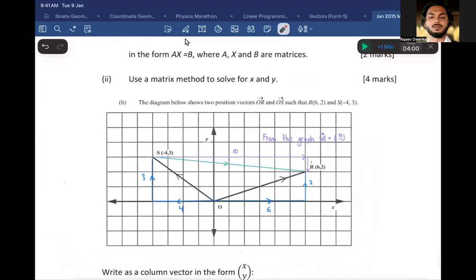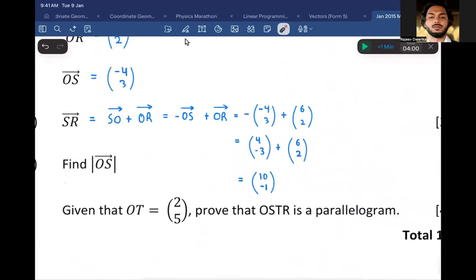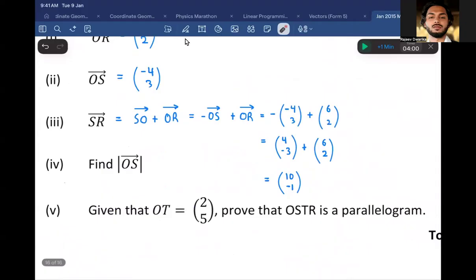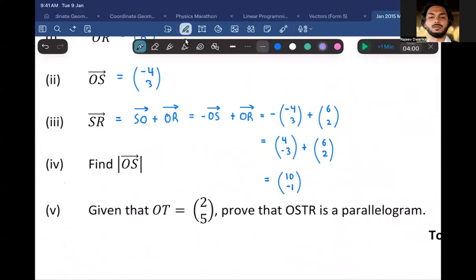Yes, sir. Nice. And this is a long working using the triangular rule of vectors. Okay, cool. I trust that everybody understands that. Simran, let me know if you understand that.